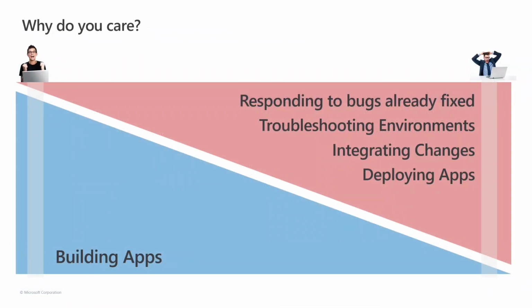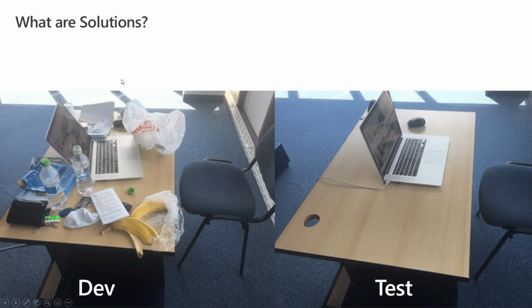So why do we care about application lifecycle management? Well, we want our resources, our pro dev team, our citizen developers to be doing more of the blue stuff and less of the red stuff. And application lifecycle management is about trying to make sure that this line is over here and not over here. So application lifecycle management is important for that purpose. And solutions are a way of packaging apps.